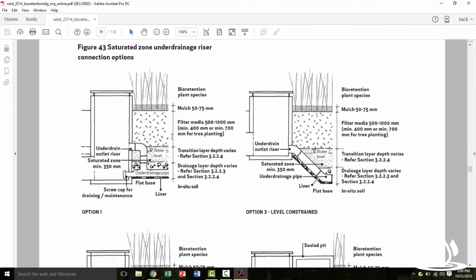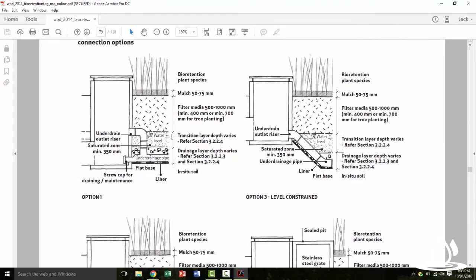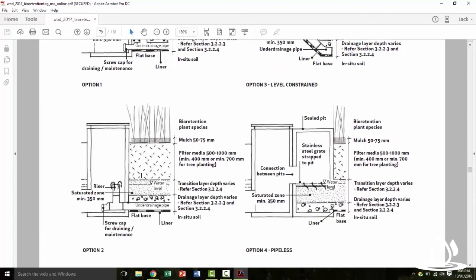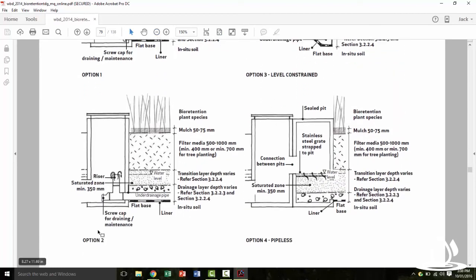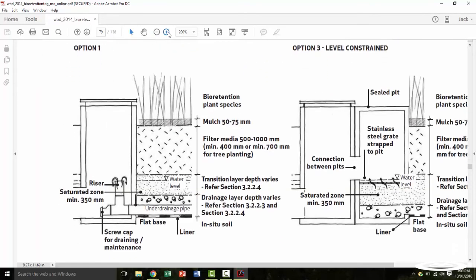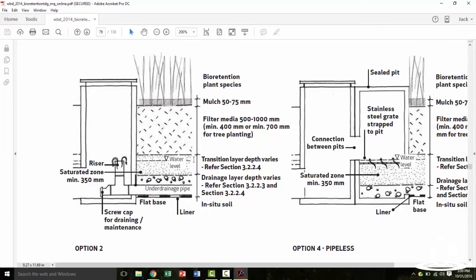Yep, here we go, which shows a few configurations of the outlet pit to describe what's going on. And we're going to focus in on this one over here, option 2. So we'll just zoom in a tiny bit more. There we go. So option 2, this one over here.